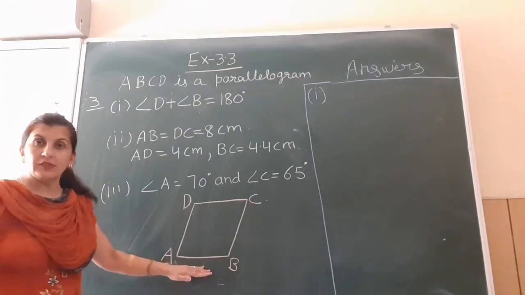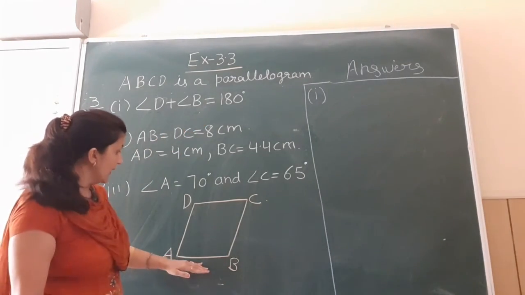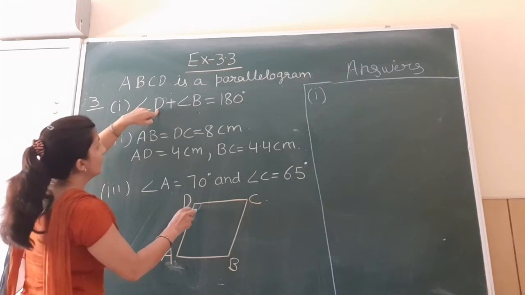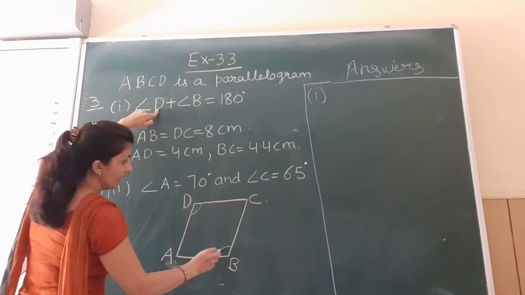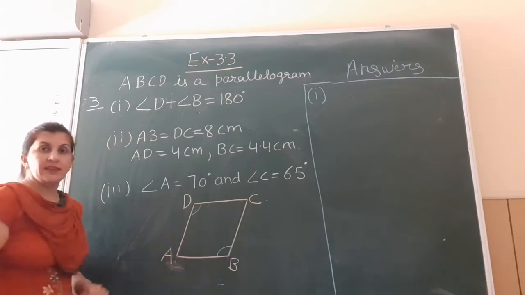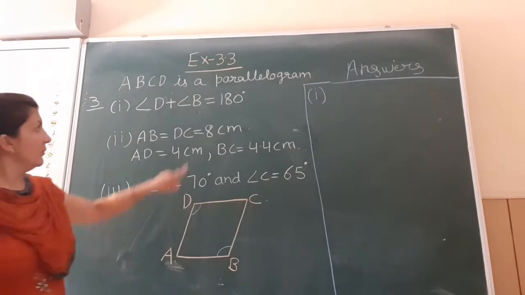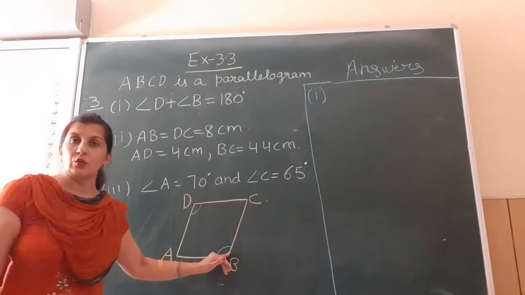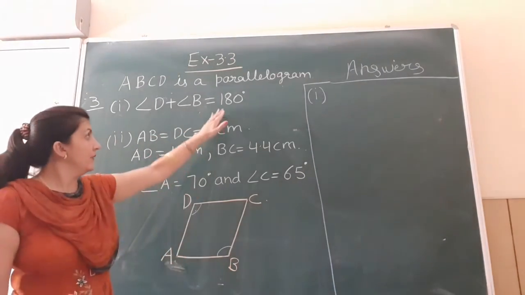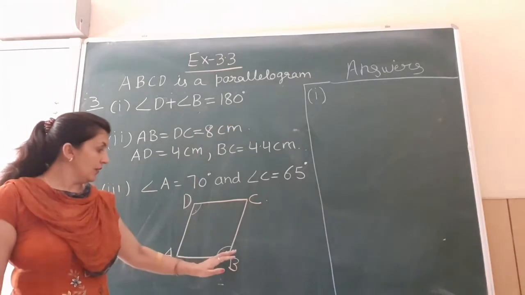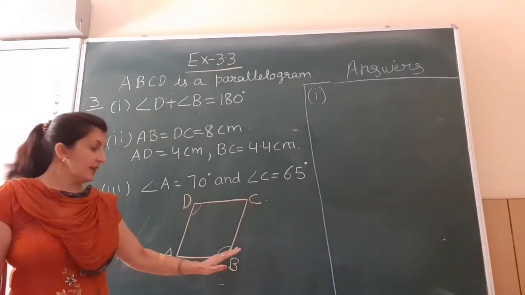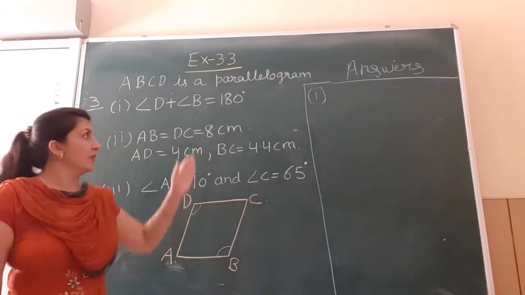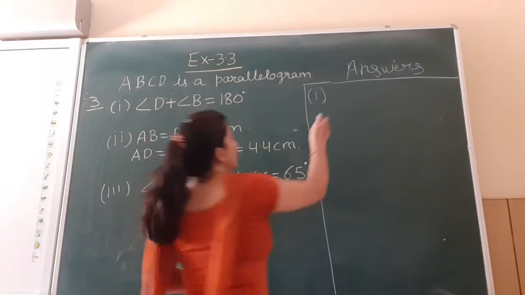We have drawn the quadrilateral. Angle D is this, plus angle B. These angles are opposite angles and their sum can be 180 degrees. Yes, we have the condition that in a parallelogram opposite angles are equal. If their sum is 180 degrees, each angle can be 90. If B is 90 and D is 90, they both are equal and their sum can be 180 degrees. So yes.